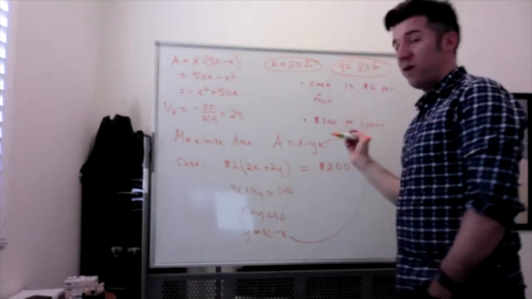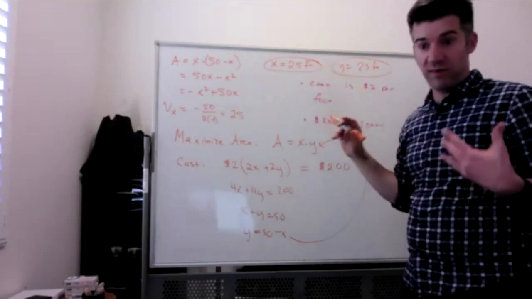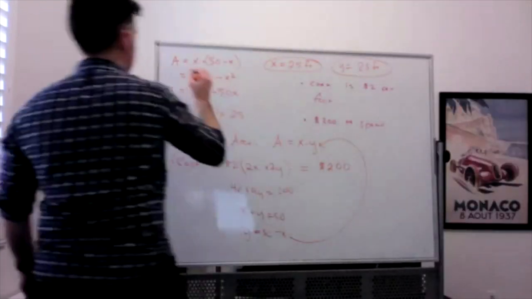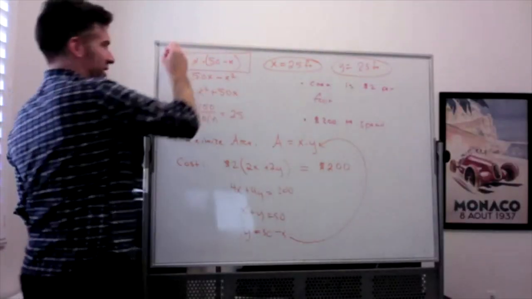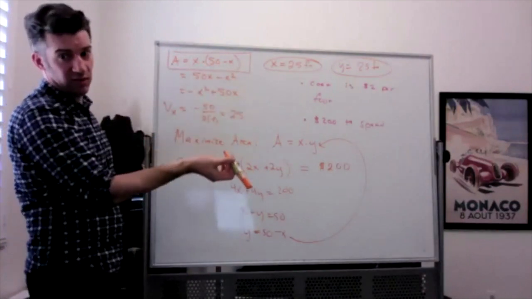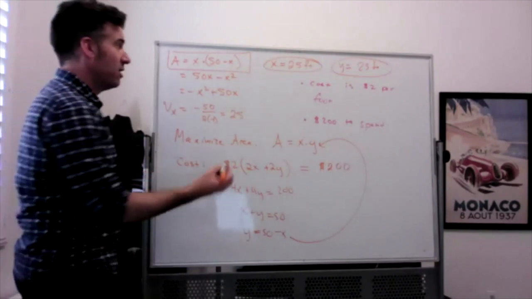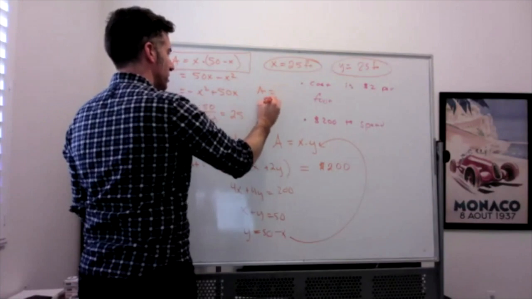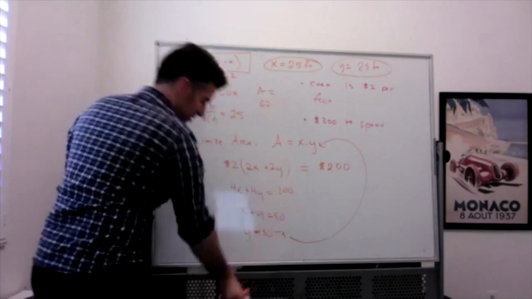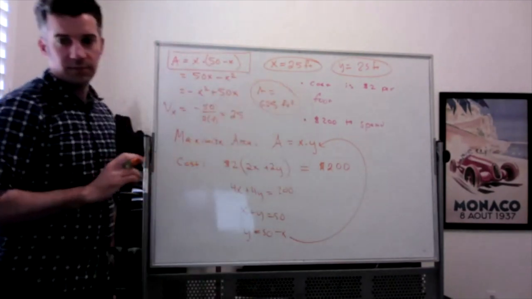And then you could either find the area by just multiplying x by y, right? It's 25 feet by 25 feet, multiplied together. Or you could plug it into your area equation right here and get the same answer. Because if you plug in x as 25, you get 25 times 50 minus 25, which is 25 times 25. In either case, 25 times 25 is 625. So the area is going to be 625 square feet. So that's how we would do that problem.